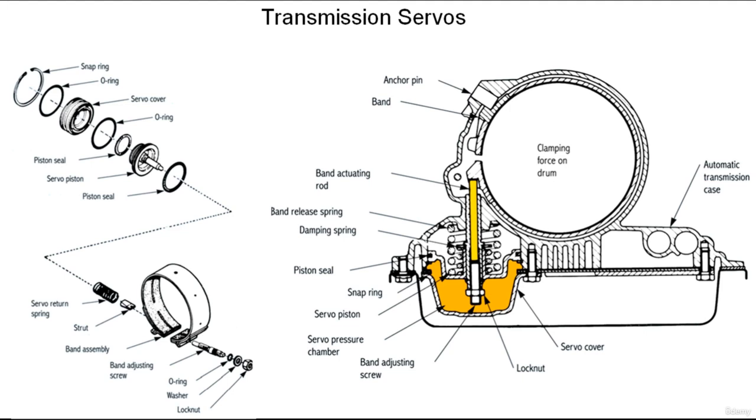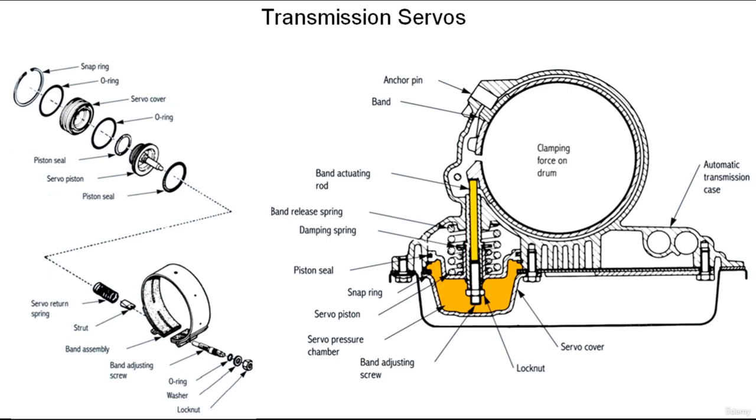The band springs free and permits drum rotation. We also have the compound servo. A compound servo has a cylinder that is cast as a part of the transmission housing. If the servo is located near the front of the transmission, it uses seal rings capable of withstanding the heat generated by the torque converter and engine.